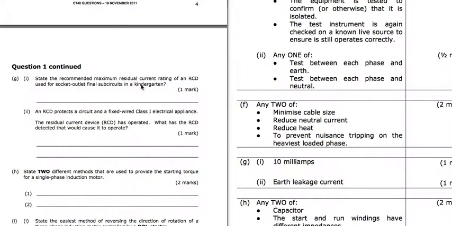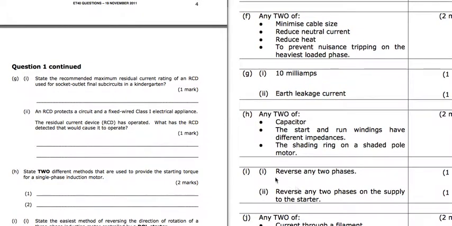Recommended maximum RCD rating of RCD socket outlets in a kindergarten. So kindergarten, similar to that of a medical installation, 10 milliamps. It protects a Class 1 electrical appliance. The RCD is operated. What has the RCD detected? So it's detecting an earth leakage current. That's all its job is, to detect if there's any leaking to earth of the current.